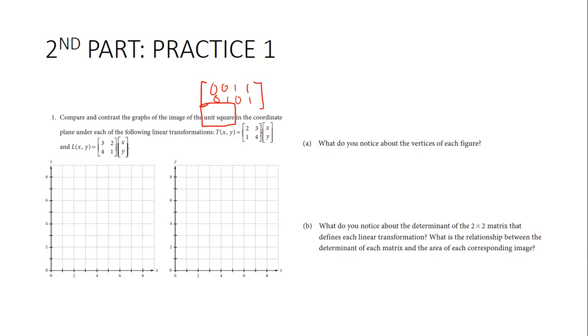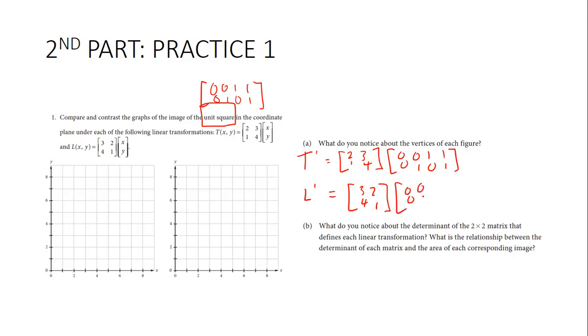And it wants us to apply these transformations to each one of them. So to find the first one, we're doing the transformation of x, y. The transformation for T is going to equal [2 3; 1 4] times the unit square, 0, 0, 0, 1, 1, 0, 1, 1. The transformation for L is going to equal [3 2; 4 1], and we're transforming our unit square, so 0, 0, 0, 1, 1, 0, 1, 1.